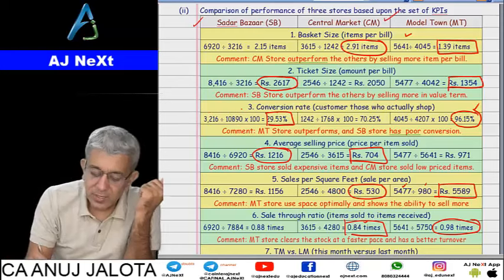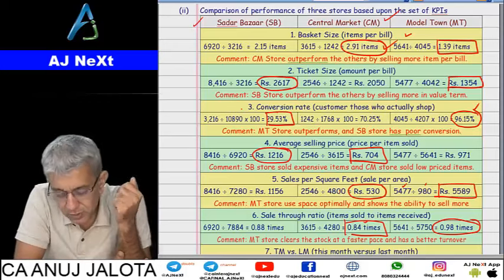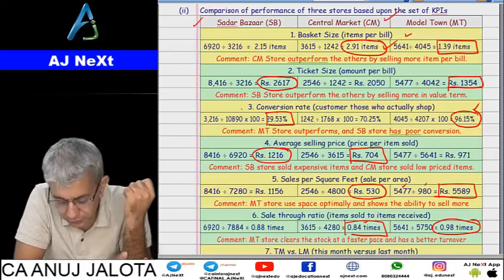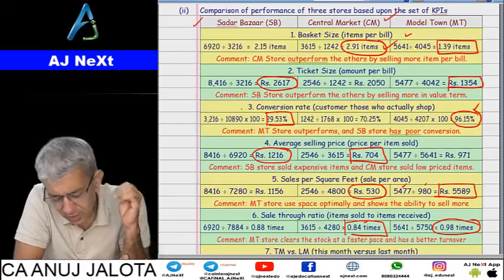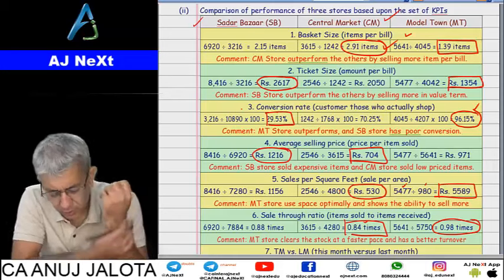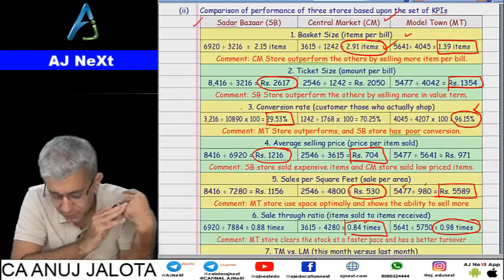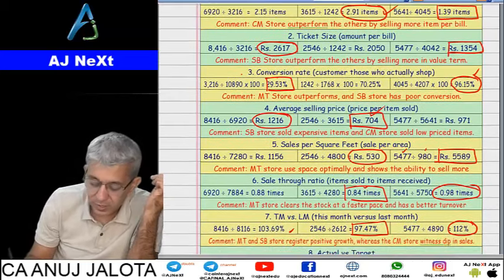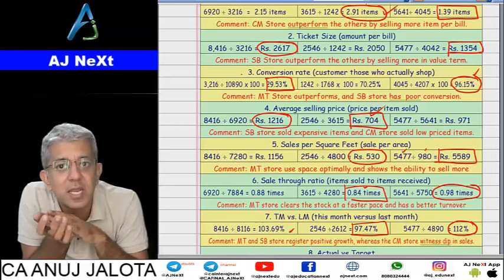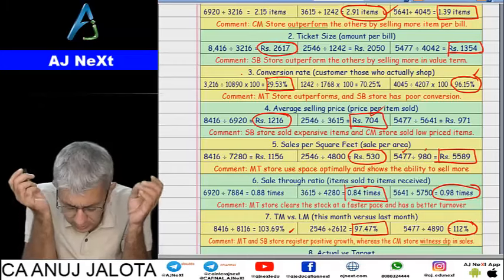Okay. Let's come over to Central Market. So it is doing very good over here. Its basket size is quite good. Ticket size is somewhere in the middle, so I'll not comment. Conversion rate is somewhere in the middle. I'll not be commenting on that. Then average selling price, I think, is very poor. So the company should try to think about how to increase the average selling price. Maybe it needs to sell more premium products.